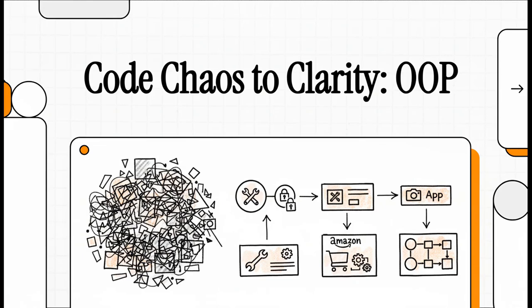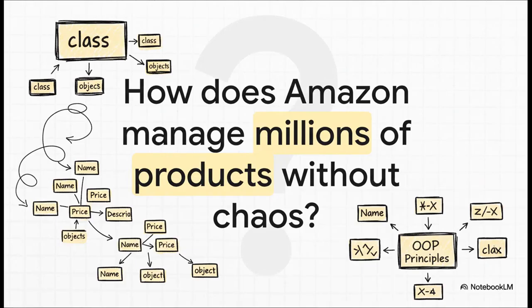All right, let's jump right in. Today, we're going to talk about the secret sauce that runs pretty much everything you use, from your phone's apps to massive websites. It's called Object-Oriented Programming, or OOP. Sounds kind of technical, right? Don't worry, we're going to break it down and see how it turns total code chaos into something clean and powerful.